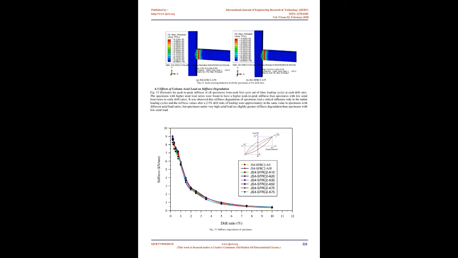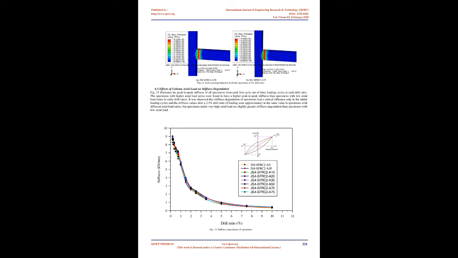Fig. 13 illustrates the joint cracks observed in the specimens at the first loading cycle of 1.0% drift. In specimens under low axial load, JS4-SFRC2A05 and JS4-SFRC2A10, the diagonal cracks that appeared in this loading stage were of very low intensity compared to the specimen without axial load, JS4-SFRC2A0. However, no joint cracking was observed in the specimens under axial load levels more than 10% of the column axial capacity, greater than 0.1. This confirmed that high axial load would delay the formation of joint cracks and it was beneficial for joint confinement.